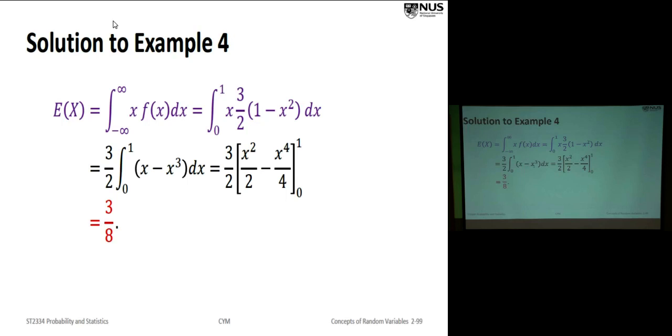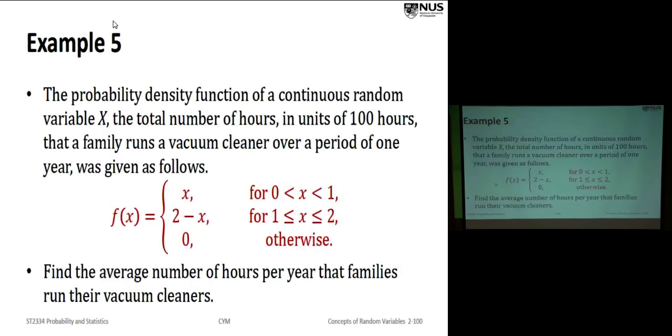Okay, and now the integration task is simple. I have 3/2, I integrate X, I get X squared over 2. I integrate X cubed, I get X to the 4 over 4, and I go between the interval 0 to 1. So clearly when X is equal to 0, this is 0, so I just have to substitute 1 into here and I get 1/2 minus 1/4 times 3/2, which is 3/8. Okay, so in the case of this continuous example, it's fairly straightforward to compute the associated expectation.